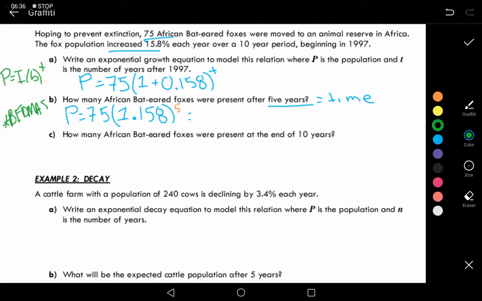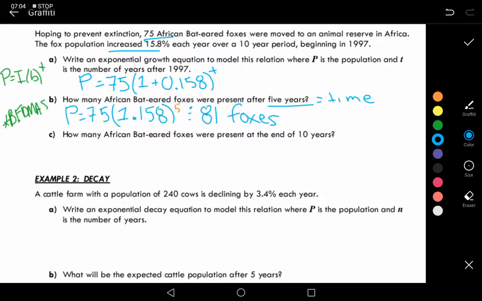Make sure you remember. That means we have to simplify that exponent first. So 1.158 to the power of 5 times 75 gives us, and it's not going to be a whole number, so it's going to be approximately 81 foxes. So after 5 years of these foxes being at this reserve in Africa, the 75 increases to 81.